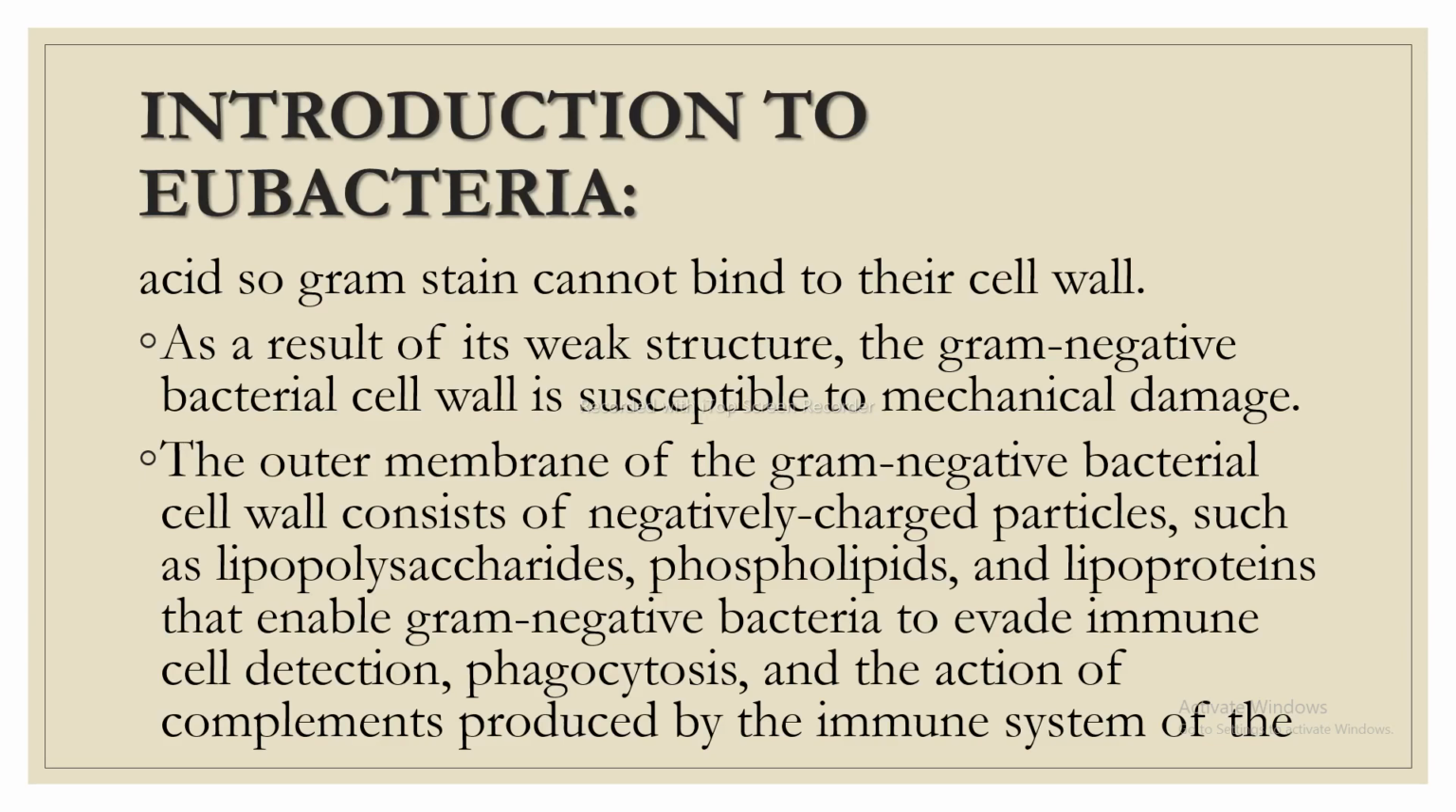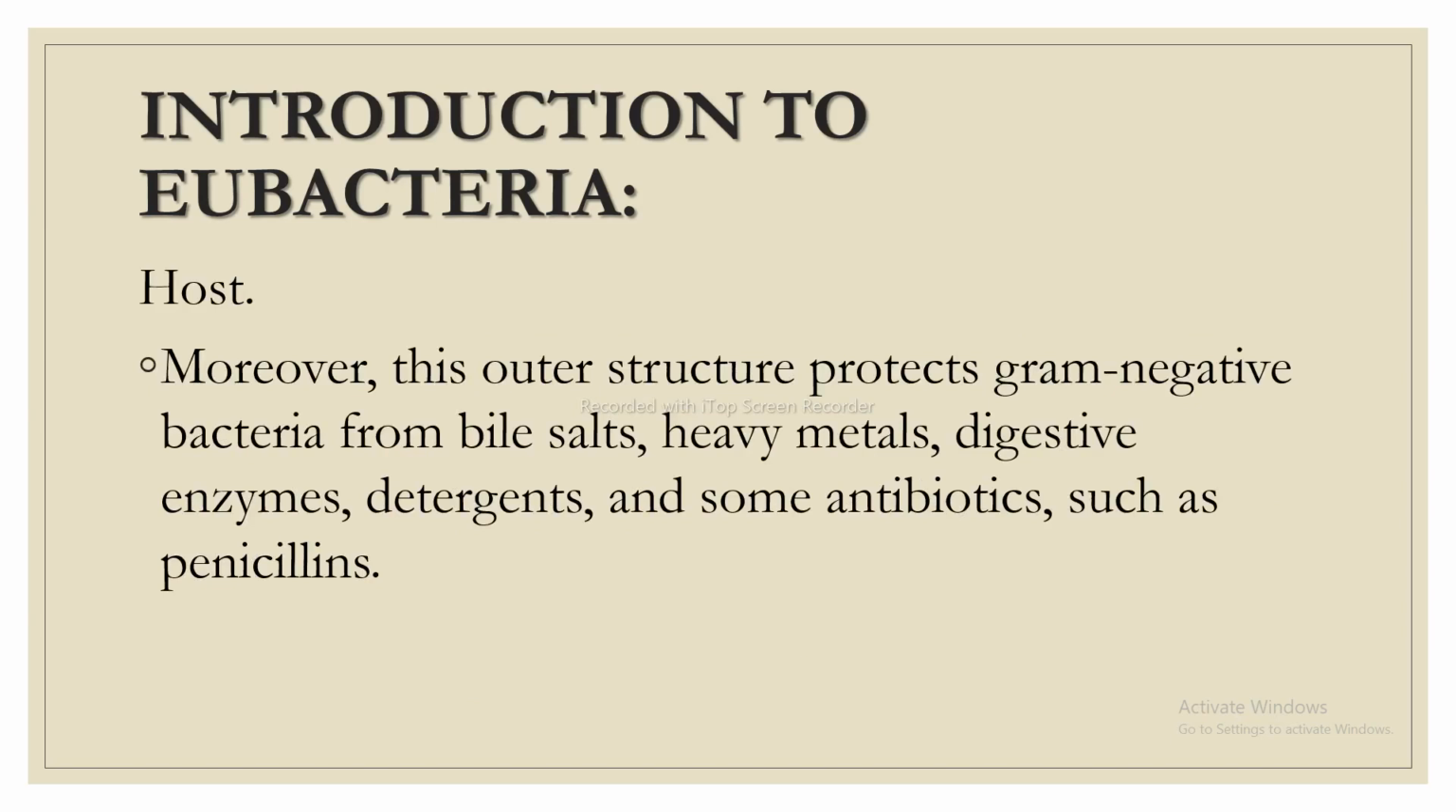The outer membrane of the gram-negative bacterial cell wall consists of negatively charged particles such as lipopolysaccharides, phospholipids, and lipoproteins that enable the gram-negative bacteria to evade immune cell detection and phagocytosis and the action of the complements produced by the immune system of the host. Moreover, the outer structure protects the gram-negative bacteria from bile salts, heavy metals, digestive enzymes, detergents, and some antibiotics such as the penicillins.